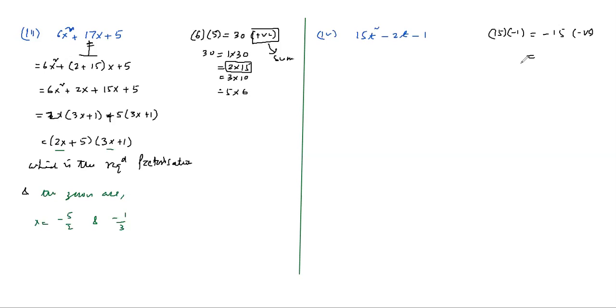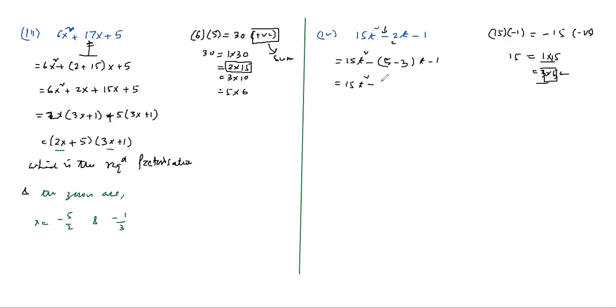So 15 now you have to break. Possible factors are 1 into 15, 3 into 5, no more. Now out of that, whose difference will give you 2? Do not worry about the negative sign at this moment. So obviously 3 and 5, 5 minus 3 will give you 2. So now this 2 I'll write as 5 minus 3. You need not bother about what sign is outside. Only remember, if the product is negative, you have to take the difference, and if the product is positive, you have to take the sum. That's like a thumb rule.